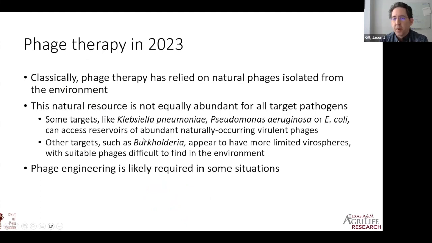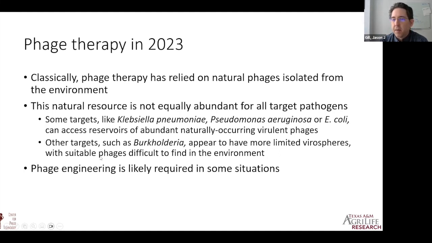So that brings us into 2023. Classically, phage therapies rely on natural phages isolated from the environment. This has been the standard mode, and the historical practice has really just been that you have your clinical isolates, you go out into nature and get phages for those isolates, and if you can't find a phage, you go out again and keep doing that. But as we've been moving along in this space, we realize now that the natural resource is not equally abundant for all the targets that you might want to go after.